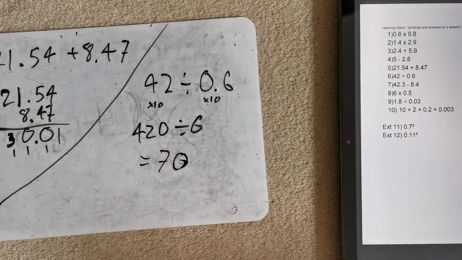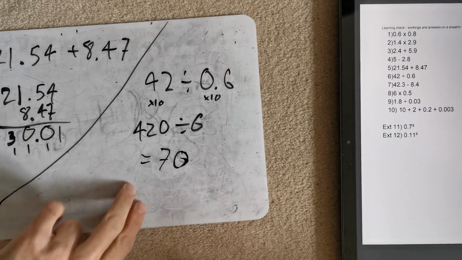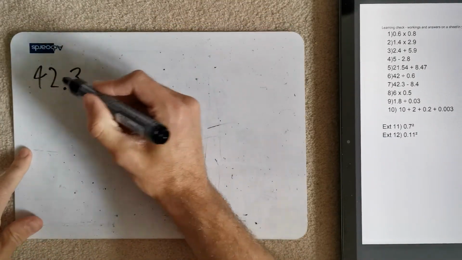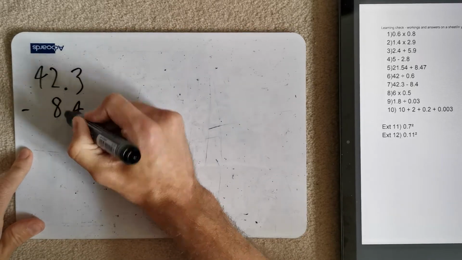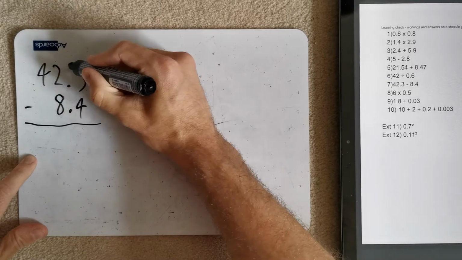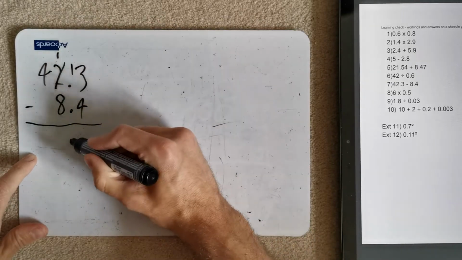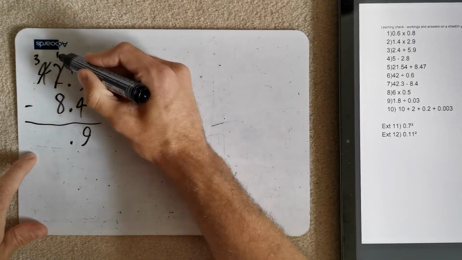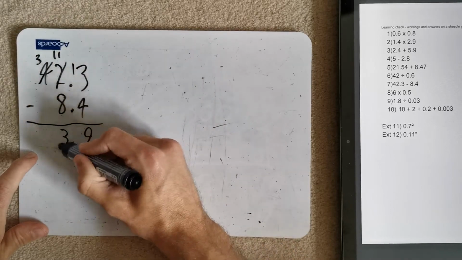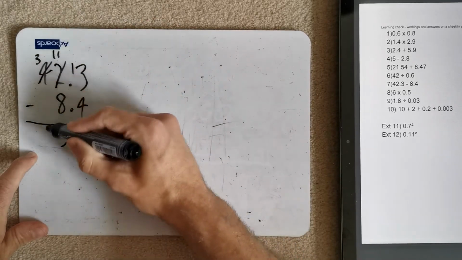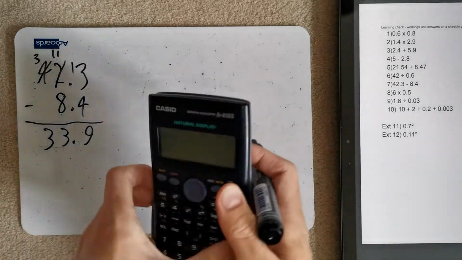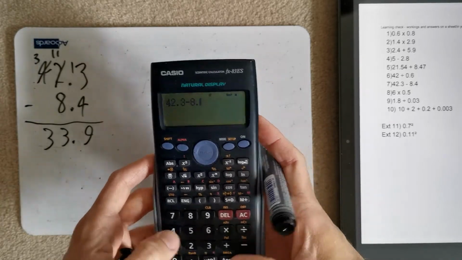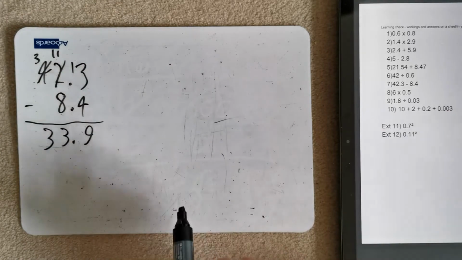Okay, right, back to a subtraction question now. So 42.3 take away 8.4, notice how I've lined up the decimal points again. 3 take away 4, can't do, let's borrow, so 13 take away 4 becomes 9. 1 take away 8, again can't do. Let's borrow, reduce this by 1. That becomes 11. 11 take away 8 is 3. And then 3 take away nothing is 3. 33.9. Just checking that because I don't trust myself. So 42.3 take away 8.4 is indeed 33.9. Wonderful.